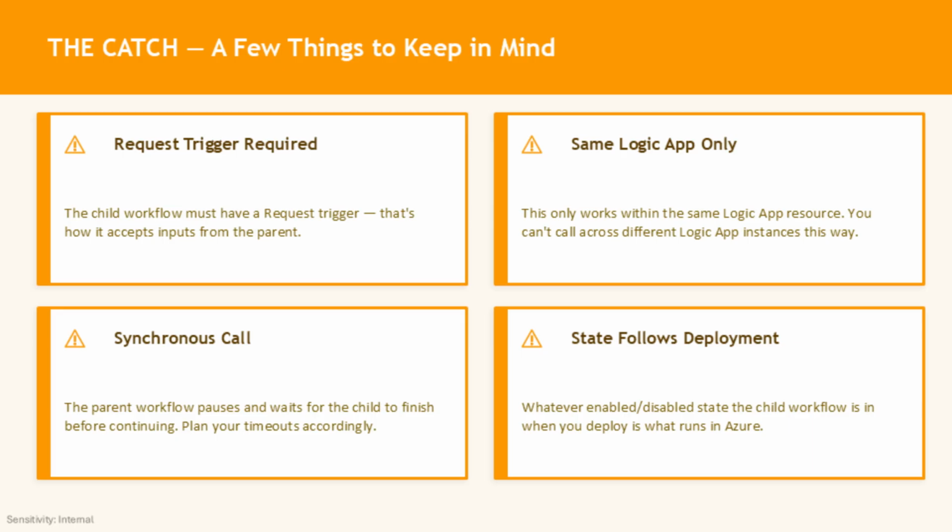A few things to be aware of. First, the child workflow needs a request trigger. That's how it accepts inputs. Second, this only works within the same logic app resource, not across different ones. Third, the call is synchronous, meaning the parent waits for the child to complete. So think about your timeout configurations. And finally, whatever state the child workflow is in at deploy time is what Azure will run.